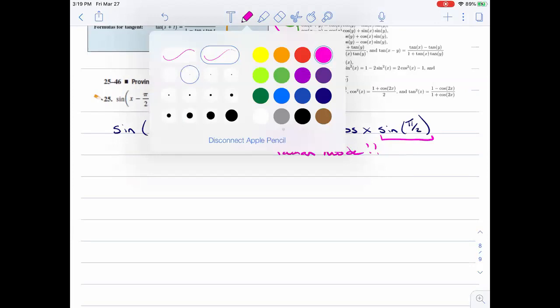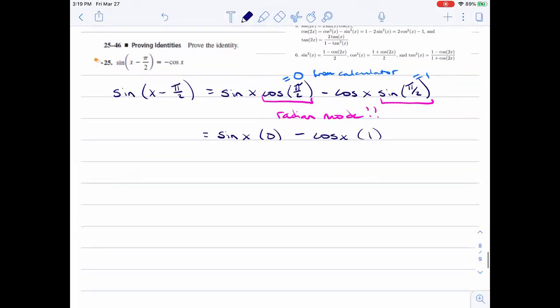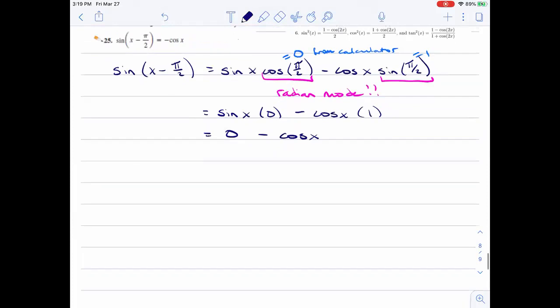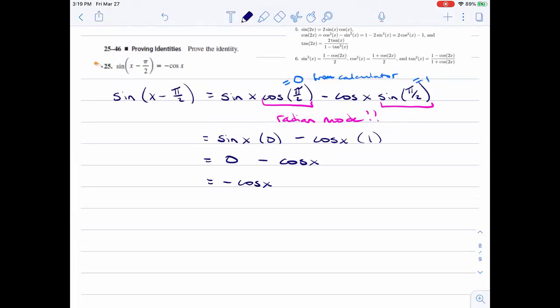Or you can use the special triangles from before, but I'm actually really bad at using those. So here, this is 0 from our calculator. And sine of pi over 2, I have a sneaking suspicion, but here we go. The sine of pi over 2 is 1 from our calculator. So what we get is sine x times 0 minus cos x times 1. Well, that's 0 minus cos x, which I don't know about you, but I think that's negative cos x. So we're done. And so that's just an itty bitty one.